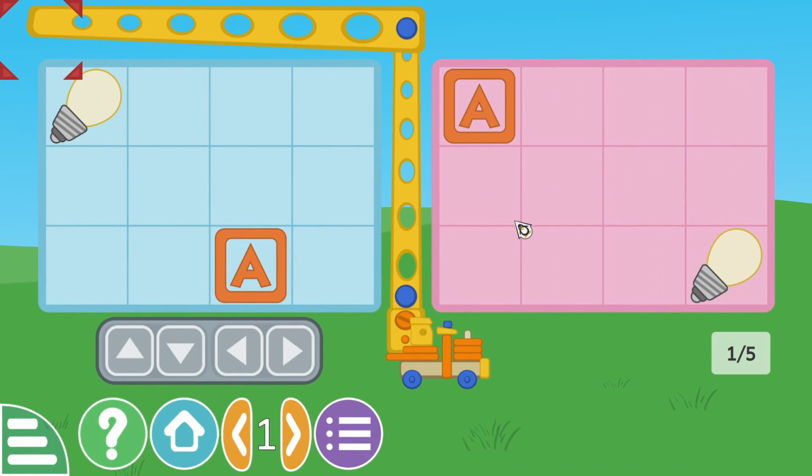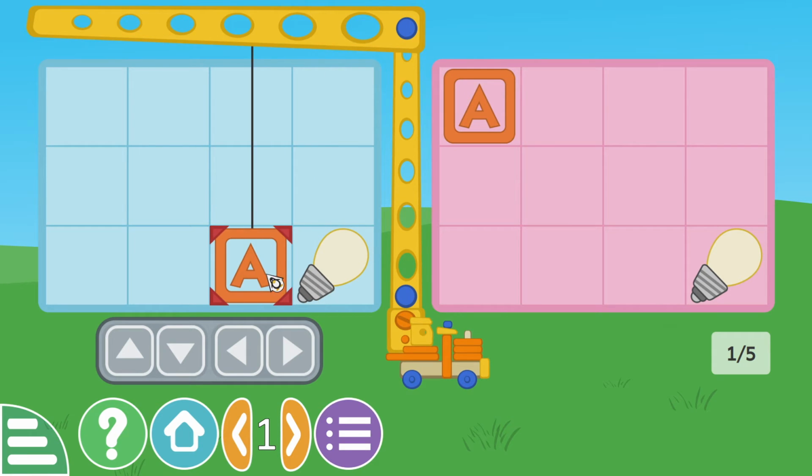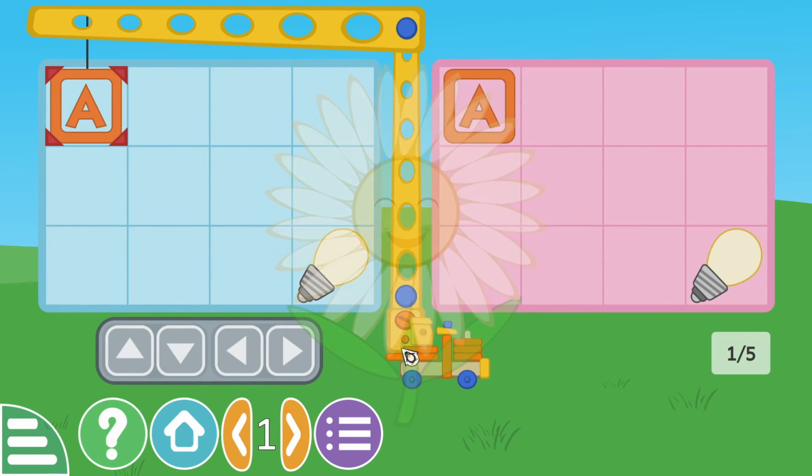I was looking to do one with construction, add a bit of commentary to it as well. So we've got to rearrange the puzzles on the left-hand side using the crane to match the puzzles on the right-hand side. So I'll move the light bulbs down to the bottom right and then move the letter A up to the top left.